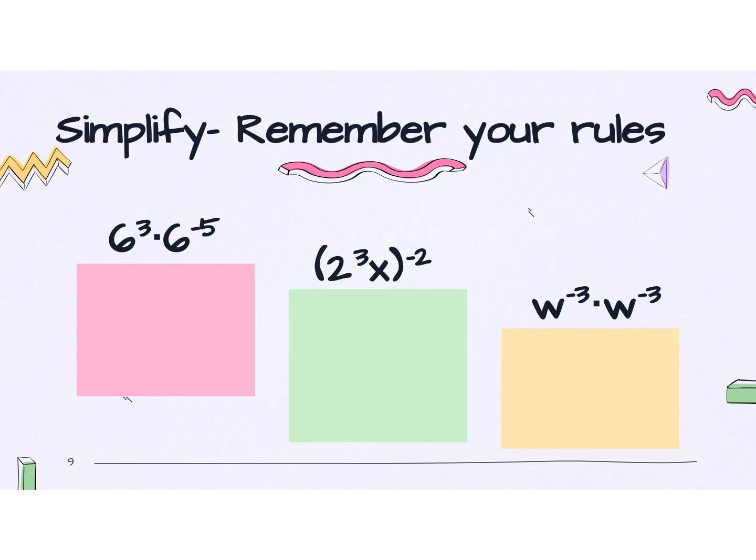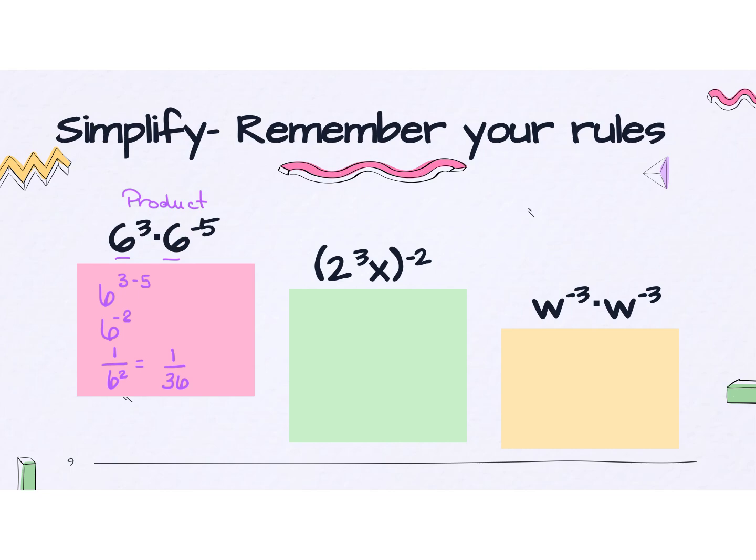Okay, so we're going to do some problems here. I'm going to work through them. You're welcome to work through them with me. We have a common base. We also have the product rule. So we are going to add our exponents. So we have 6 to the 3 minus 5, because 5 is a negative number. What does that give us? That gives us 6 to the negative 2. We cannot have a negative exponent. So then we take 1 over the base and raise it to the positive power, equals 1 over 36.